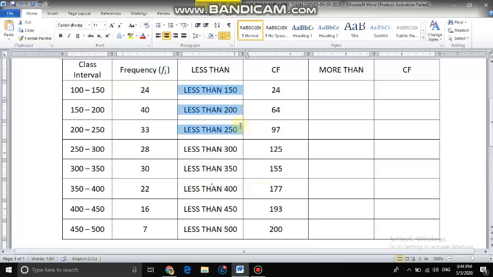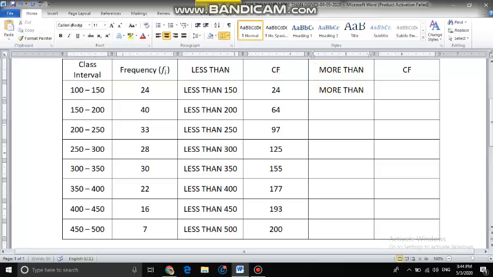If you observe the less than type, less than 150, less than 200, less than 250, 300, 350, 400, 450, less than 500, these are all the upper limits of the respective class intervals. So when it comes to more than, now let's see how it works. Hope you understand the less than method.